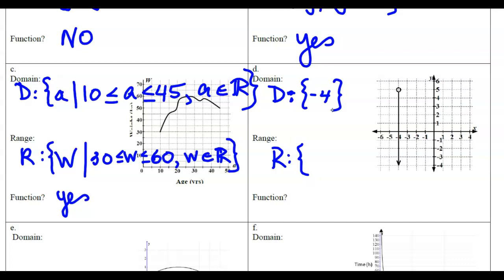Okay, now range is vertical. So if I start from the bottom, take a look, the arrow's going downwards. So it's going to -infinity. If I go up here, the highest value is close to 5. It doesn't include 5 because it's got that open circle. So it's going to be 5 without the equal sign. So this is going to be y is less than 5 for that one. So this one, I do need to have all values of y such that y is less than 5.